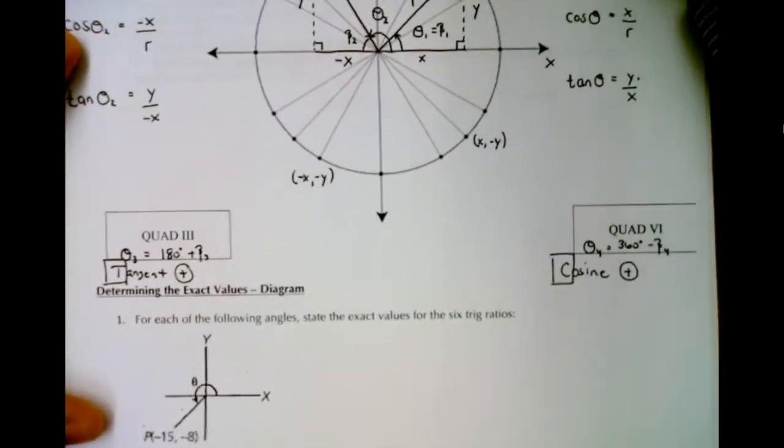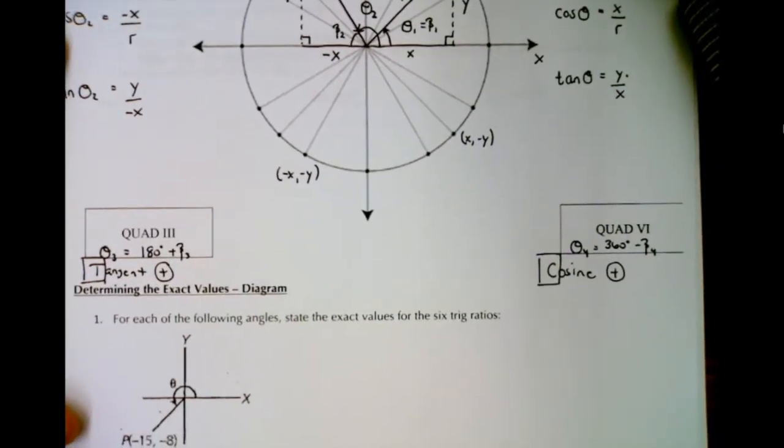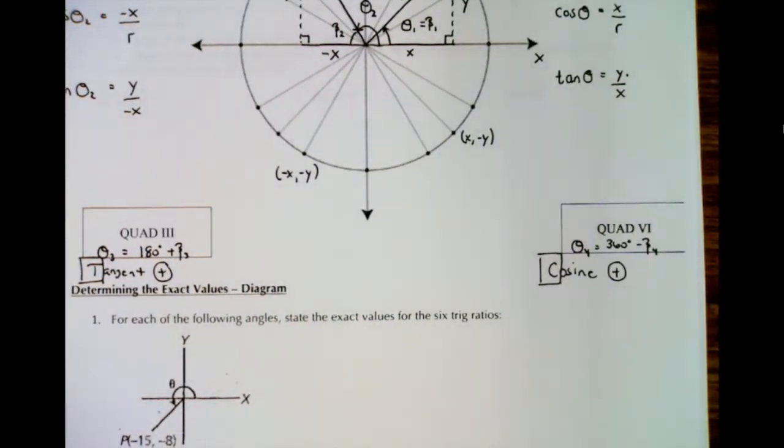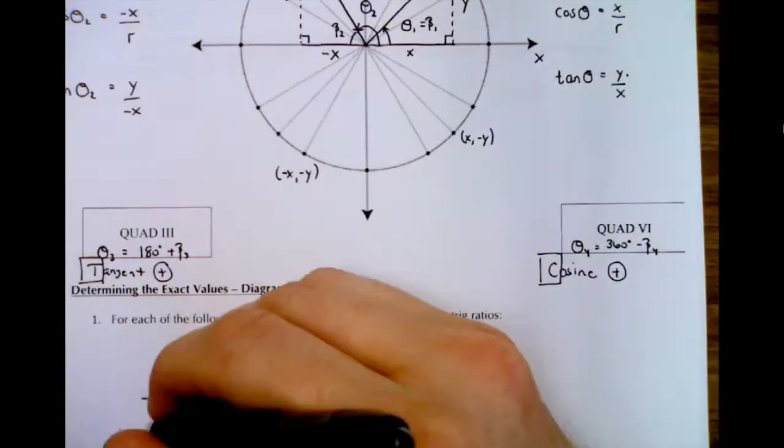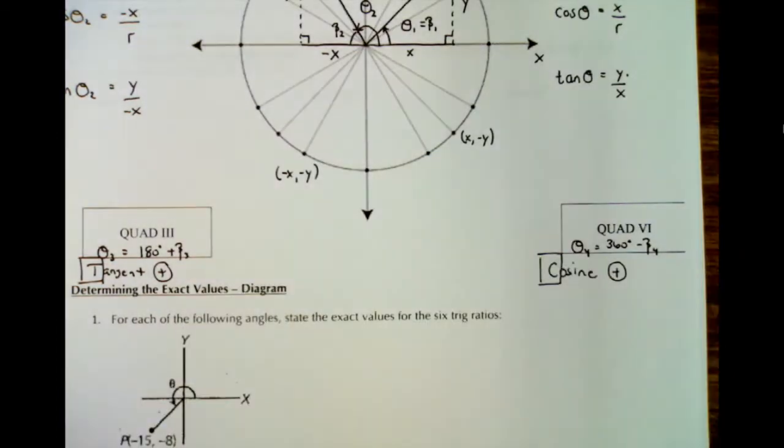If we scroll down, I'm going to show you how to find the exact values for each of the following trig ratios. So we've got an angle. We don't know what the angle is, but we know it takes us into the third quadrant. And P is the point negative 15, negative 8, that gets us to this spot on the Cartesian plane.